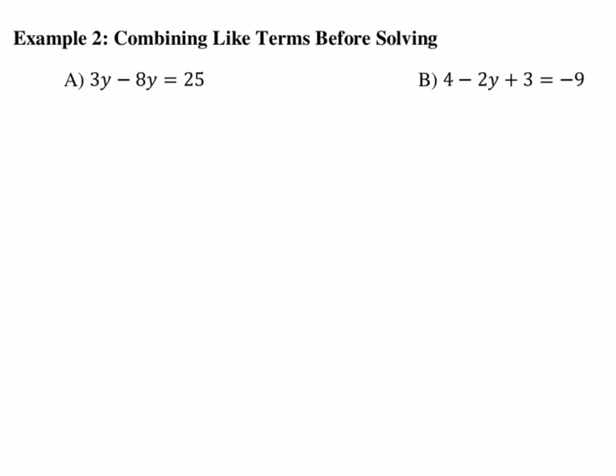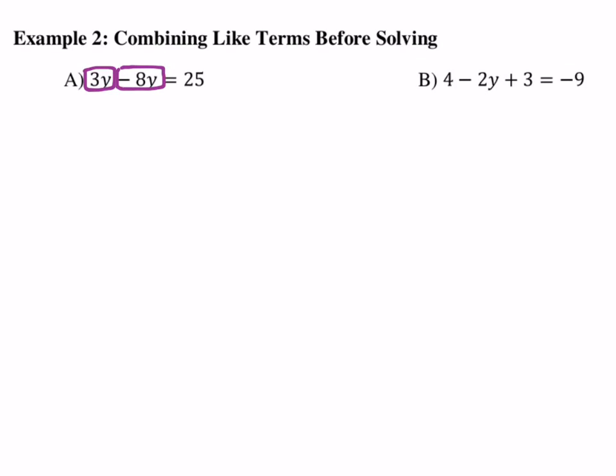Alright, we are just about finished, but we have 3 more to look at. 2 of them are combining like terms before solving. So, combining like terms, remember, like terms are things that have the same variable piece, or they're both constants. So, if we look at A here, we have 3y minus 8y equals 25. 3y and negative 8y are like terms because they both contain just a single y.